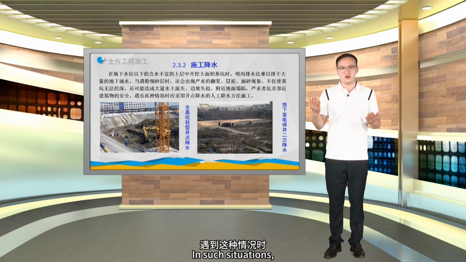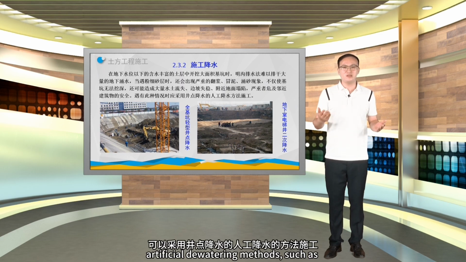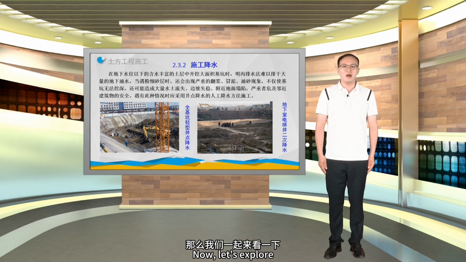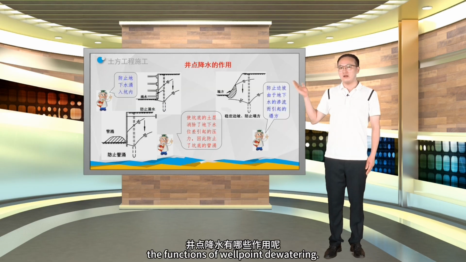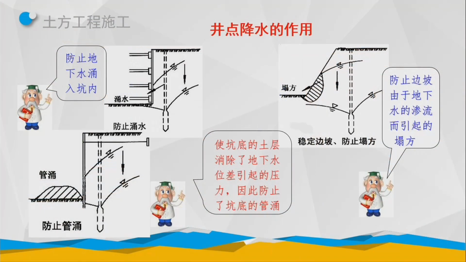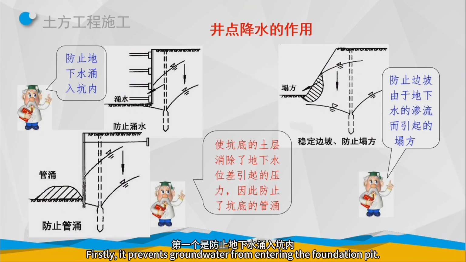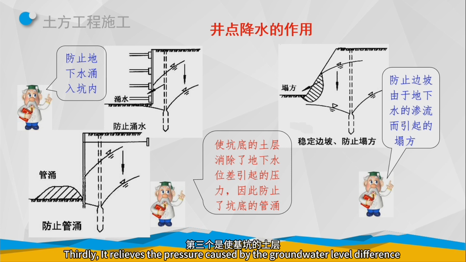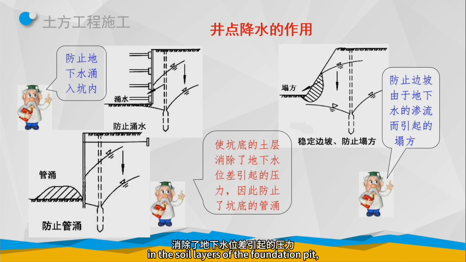In such situations, artificial dewatering methods, such as well point dewatering, are used for construction. Now, let's explore the functions of well point dewatering. Firstly, it prevents groundwater from entering the foundation pit. Secondly, it prevents slope collapse caused by groundwater seepage. Thirdly, it relieves the pressure caused by the groundwater level difference in the soil layers of the foundation pit. It can prevent piping at the pit bottom.